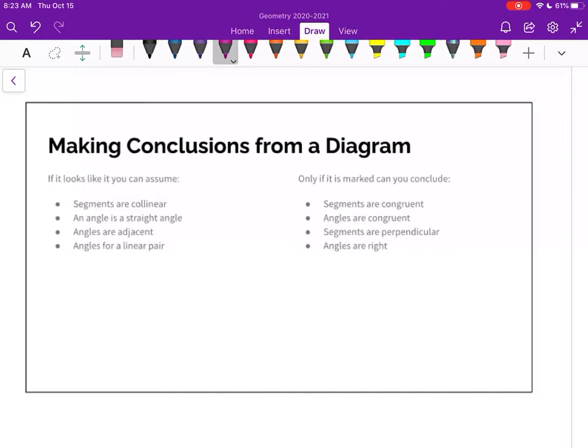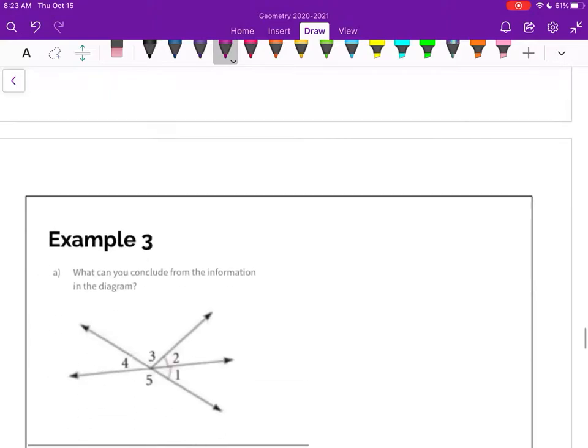Making conclusions. So when we look at a diagram, if it looks like you can assume segments are collinear, an angle is a straight angle, angles are adjacent, angles form a linear pair, then we can assume those things. If it looks like it, sure, those things are true. Only if it's marked can you assume the following. So segments are congruent. If they look congruent, unless they're marked, you can't assume that. Angles are congruent, same thing. Segments are perpendicular, angles are right. Those are all things that need to have those special markings on them in order for you to know that those things are true.